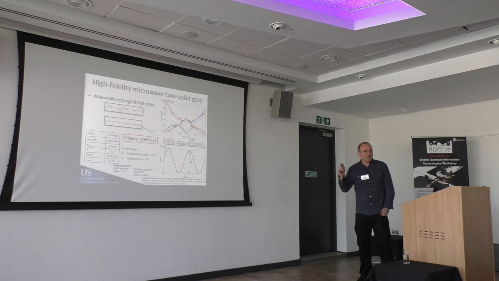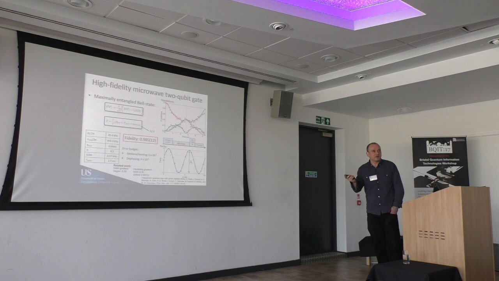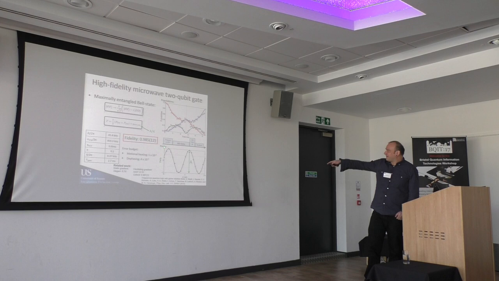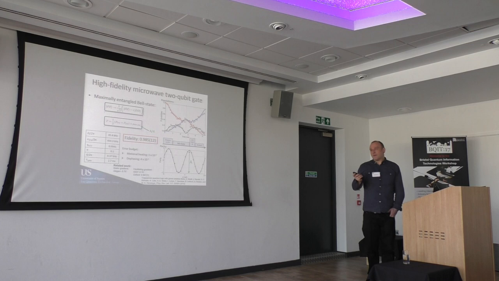In order to verify that you have an entangled state, you need to look at the off-diagonal elements of the density matrix. So in order to get that, we plot the parity. We do this here, and now looking at the amplitude of the parity, along with the populations, you can calculate the fidelity of the state, and we get around 98.5% entanglement fidelity.